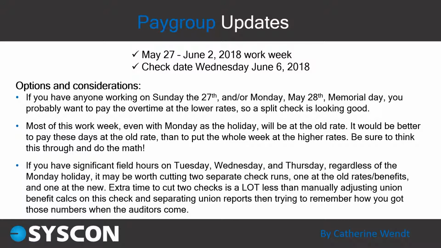If you have significant field hours on Tuesday, Wednesday, Thursday, even if you're not working the holiday, it might be worth considering cutting the two separate checks, one at the old rate and the old benefits, and then a separate check for the 2 days in June at the new rate. The extra time that you spend to cut the two checks is going to be a lot less than the time you're going to spend considering what the manual adjustment is and updating those benefit calcs on each of the checks for those few days in June, or going back and separating out your union time in order to do the union reports for the crossover between May and June.